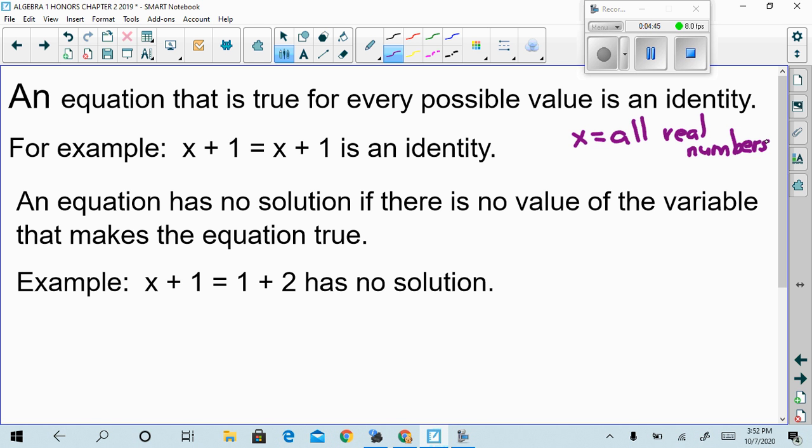On the other hand, an equation has no solution if there's no value of the variable that will ever make the equation true. If I have x plus 1 equals x plus 2, okay, slight error here, this should be an x. We're going to see that there is never a value for x that will make that true. I could put in x is equal to 2. Well, 2 plus 1 is 3, and 2 plus 2 is 4. So there's no value for x that will ever make that statement true. So that would be a no solution equation.